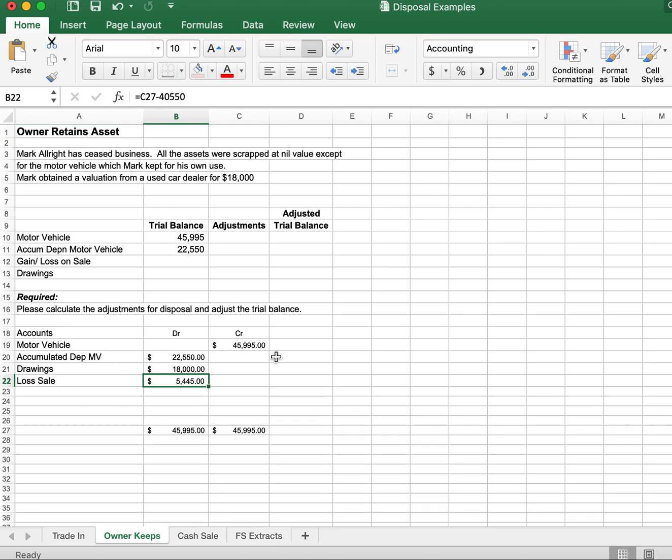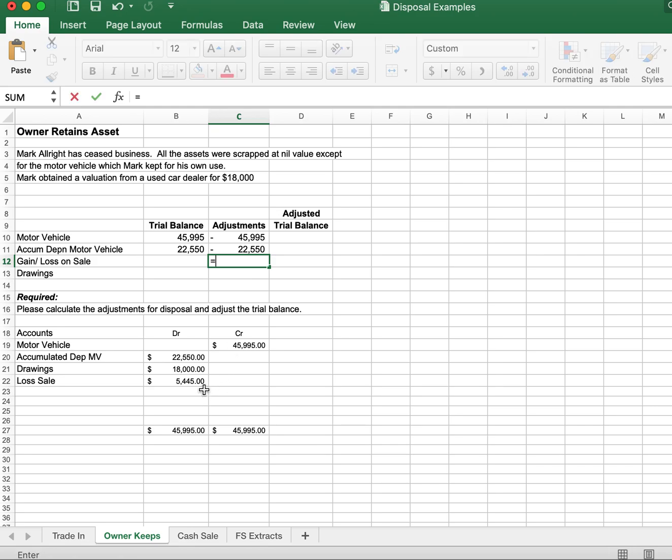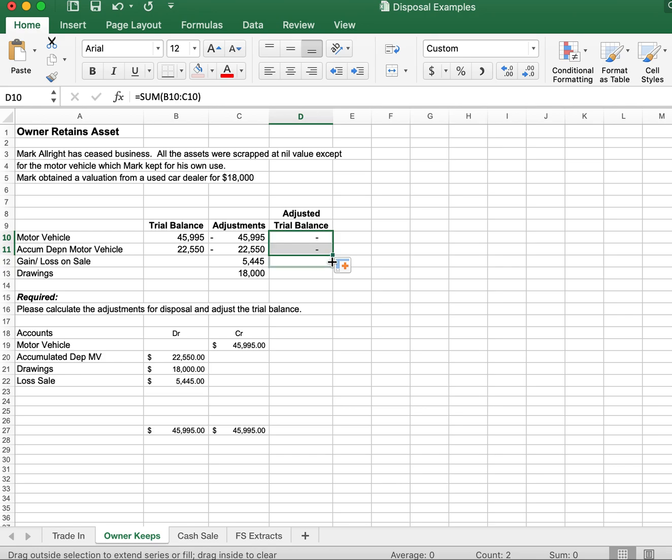Okay, so if I do those adjustments and post this journal, gain on sale, it's actually a loss on sale, okay, so that's the loss on sale. The drawings are pretty straightforward. Therefore our closing balance: nothing in motor vehicles, nothing in accumulated depreciation, loss on sale is a debit balance, and drawings is a debit balance as well. So that's how we dispose of an asset when the owner takes it outright.